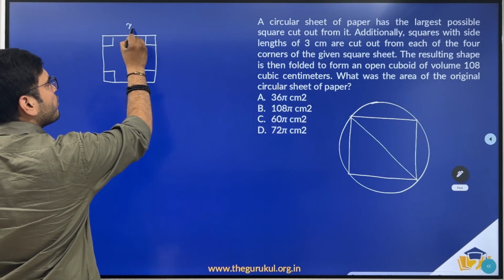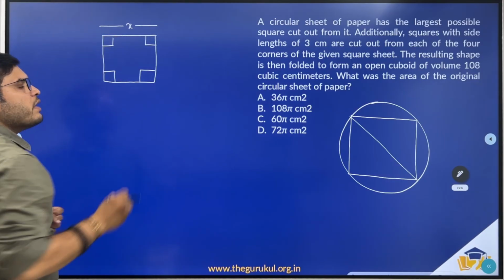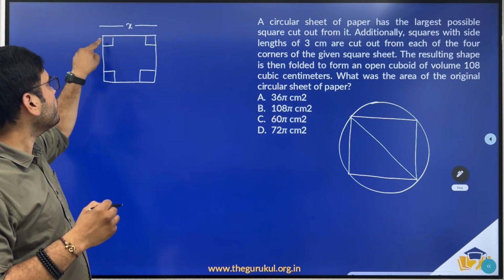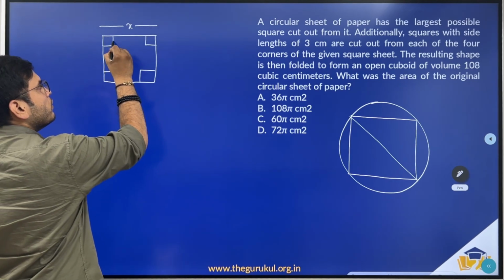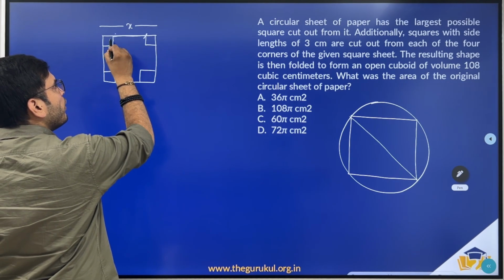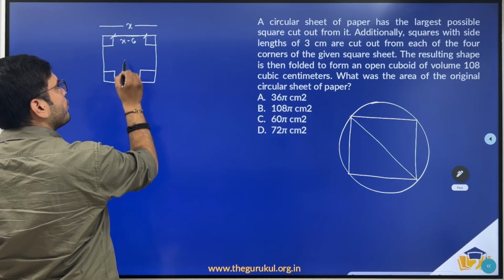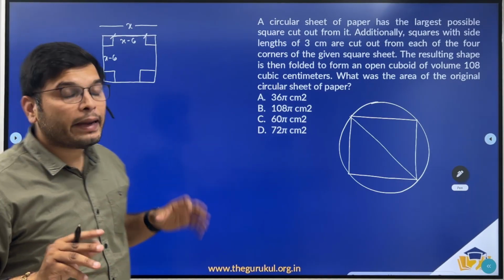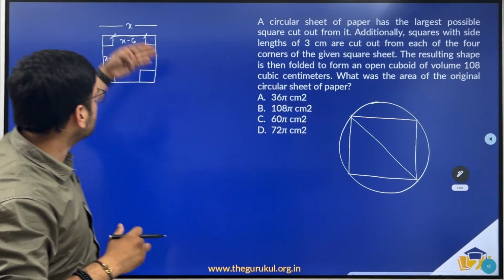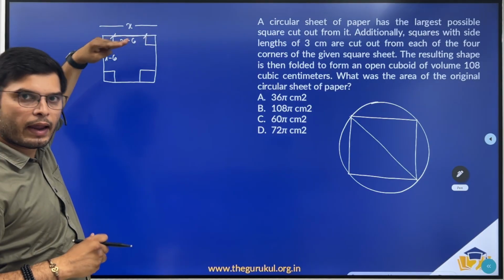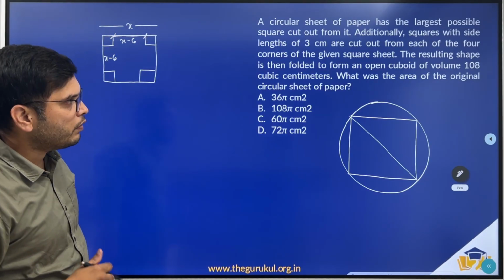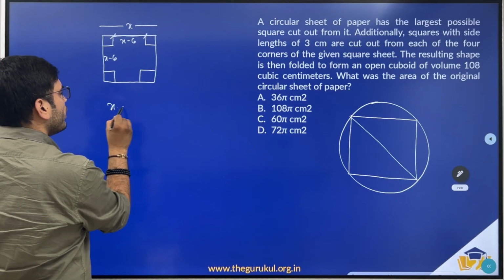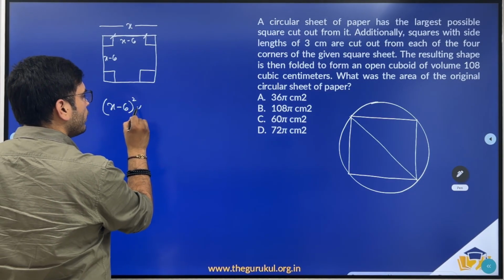Now, let me consider the side of the square to be x. Now, we know that this side is 3 and this side is 3. So the length of the open cuboid box would be x minus 6. Similarly, the breadth will also be x minus 6, but the height will be 3 units because this will be folded this way, right? And that depth would be 3, right? So the volume of the open cuboid box would be x minus 6 whole square into 3.